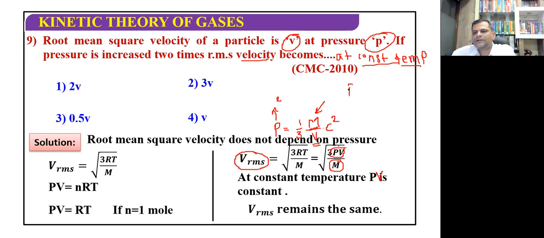देखो, we can express this as PV is equal to 1/3 into mc square, correct है? And since temperature is constant, so PV remains constant and m is already constant, so we can say that this c square also remains constant, and hence the RMS velocity will remain v only in case when temperature is constant. That is to be mentioned, which was not mentioned here.